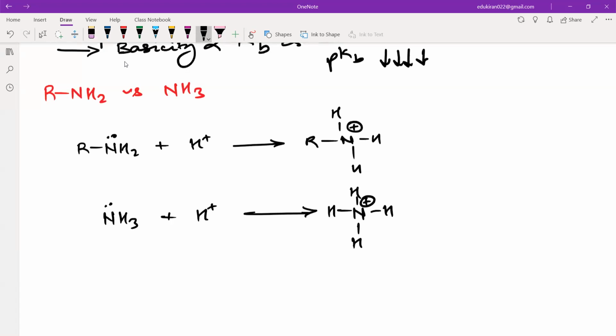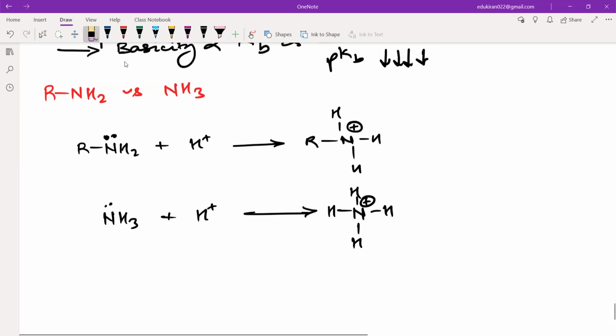Now, in both the cases, you can see that nitrogen is forming 4 bonds, so there are 8 electrons. There is a positive charge here, which needs to be dispersed, and there are 4 substituent atoms on nitrogen. So we can't look at the product and tell which is more stable. What we have to see is which can attack fastly. So the one which has more electron density will attack fastly.